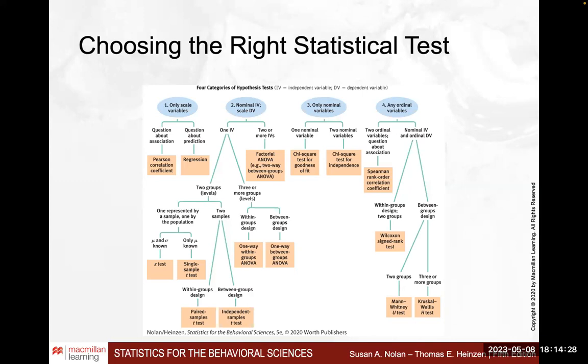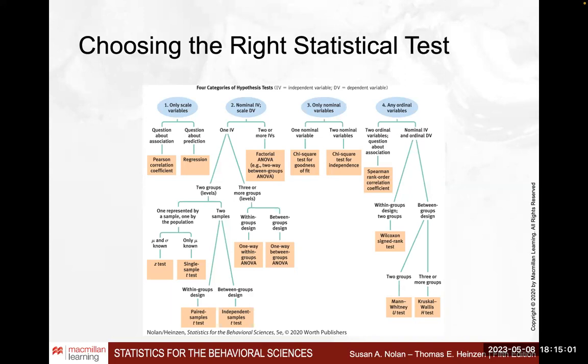If you have a nominal independent variable and a scale dependent variable, that's really what we spent most time on this entire semester. So that's the scenario where, if you only have one independent variable and you have two groups, so two levels of the independent variable, you go down that pathway where you have a sample and a population, and you're comparing the sample statistic to population parameters.